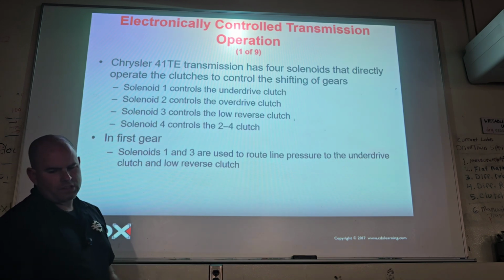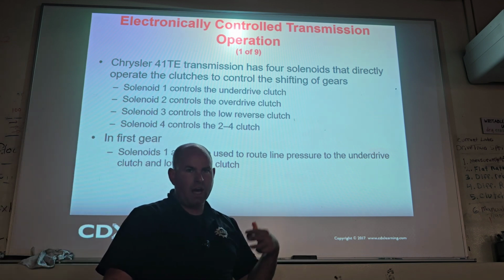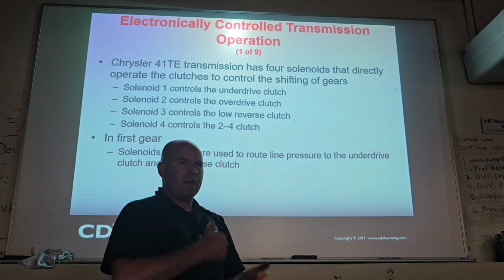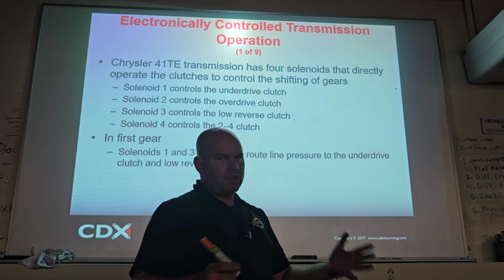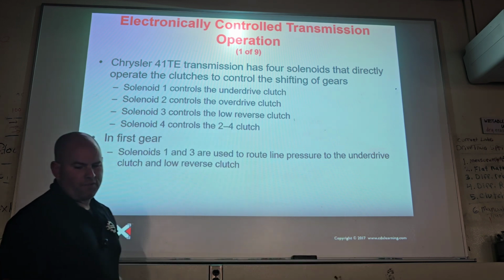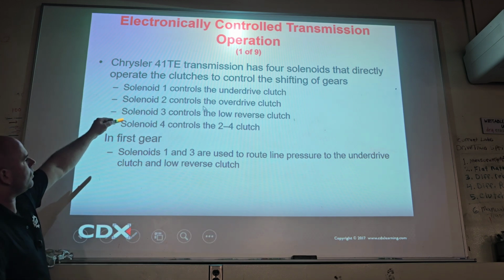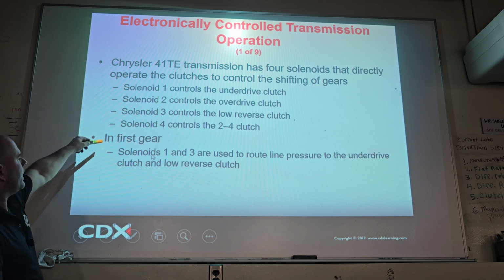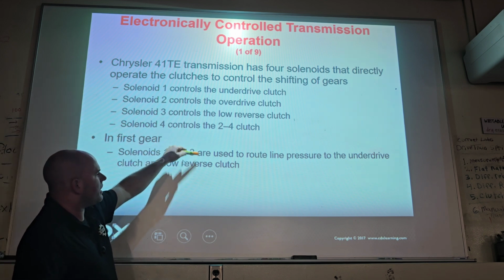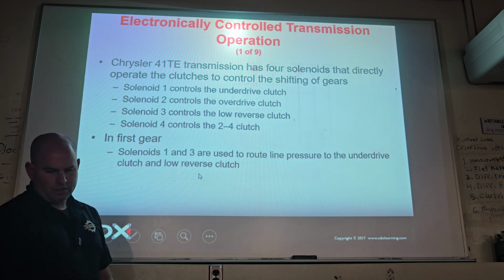Cool, now this is just to walk you through how the shift occurs, okay? I think most of it you got, but now we're going to really nail down how the electronically controlled works versus what you already learned, the hydraulic. This is a 41TE. Solenoid 1 controls underdrive, solenoid 2 controls overdrive, solenoid 3 controls low reverse, 4 controls the 2-4. In first, solenoids 1 and 3 are going to be used to route the line pressure to the underdrive clutch and the low reverse clutch. So let's see what that looks like.